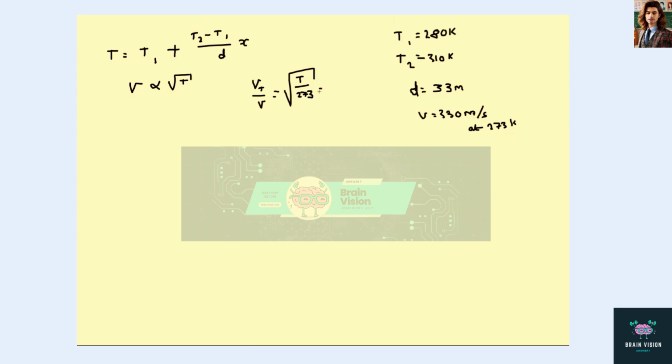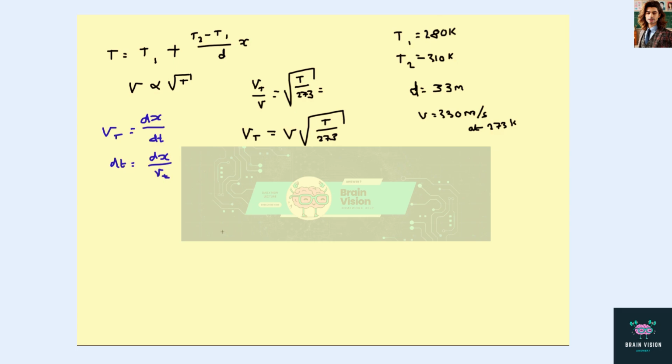So what we can also say, in terms of V, is that Vt is equal to V multiplied by the square root of T over 273. What we also know is that Vt is equal to dx by dt, the rate of change of position with respect to time. So we can rearrange this and say that dt is equal to dx over Vt.